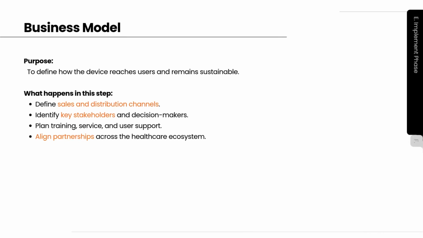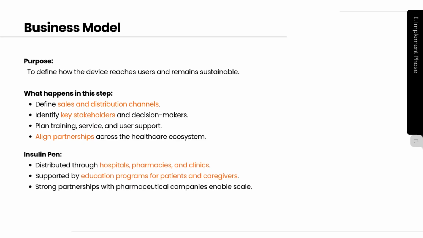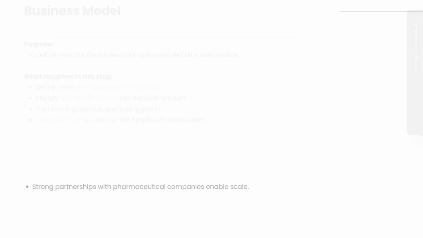The business model defines how the device reaches users and remains sustainable over time. It includes deciding sales and distribution channels, identifying key stakeholders and decision-makers, and planning training, service, and user support. For insulin pens, distribution typically occurs through hospitals, clinics, and pharmacies, supported by education programs for patients and caregivers, with strong partnerships between device manufacturers and pharmaceutical companies to enable scale.